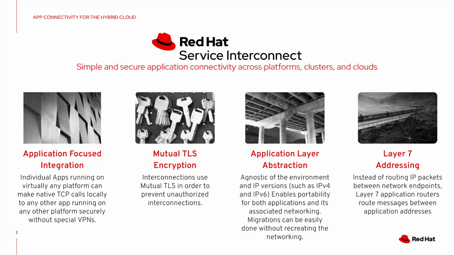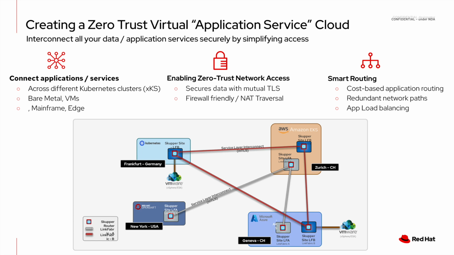So what is Service Interconnect? Well, it's an application-focused integration. It sets up a virtual application network where I can connect pretty much anything from anywhere. It has mutual TLS encryption, uses layer 7 addressing, but it will enwrap the TCP. It will enable TCP traffic through the AMQP network underneath that it establishes. So it can create a zero trust application service cloud.